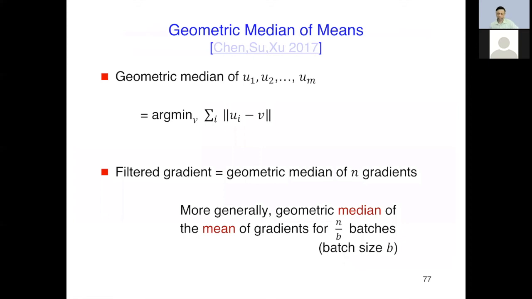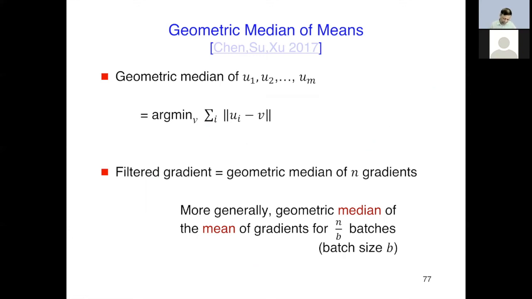So maybe one more filter before we try to wrap up. This is the geometric median of means. Given all these, let's say, m vectors, u1, u2, um, we are going to define the geometric median as a vector v that minimizes this quantity. So if you have u1, u2, u3, u4 here, you pick v such that the sum of these four distances is minimized. So that's the v we are going to choose.